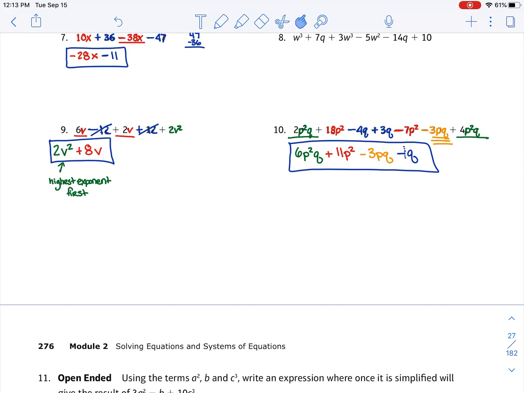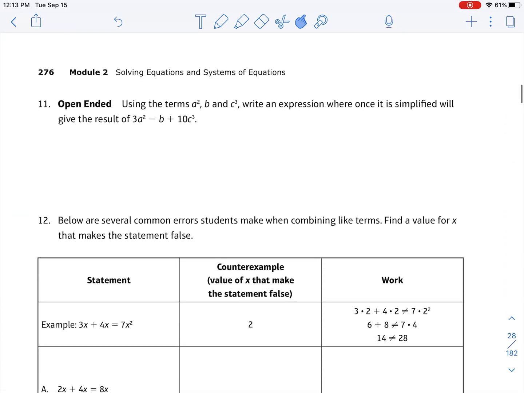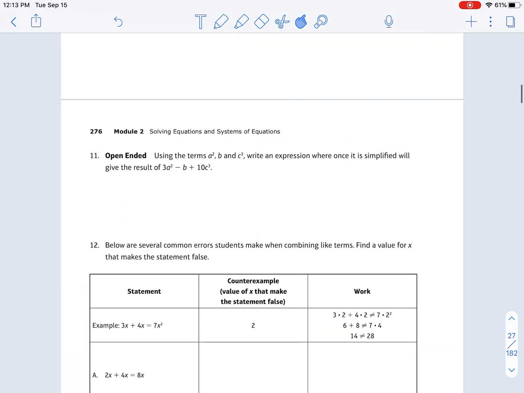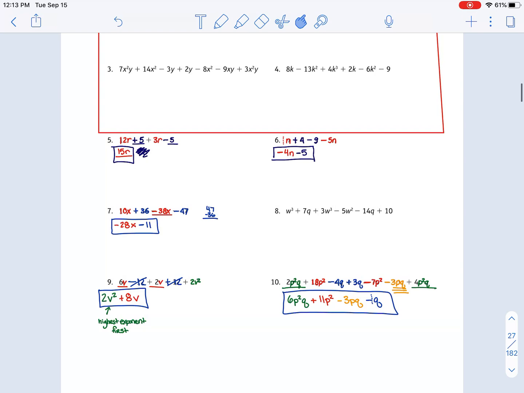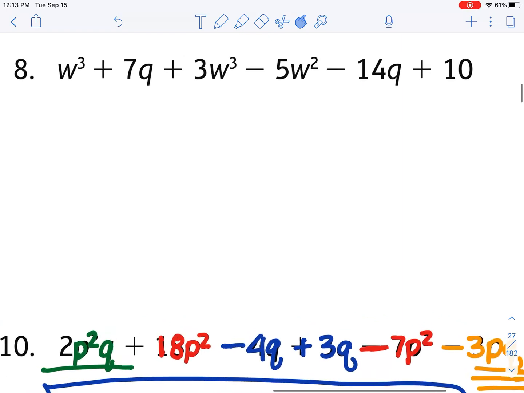Okay. So I'm at the bottom of that page. And that is what we're doing for today. Oh, I skipped 8. Sorry. I skipped 8.